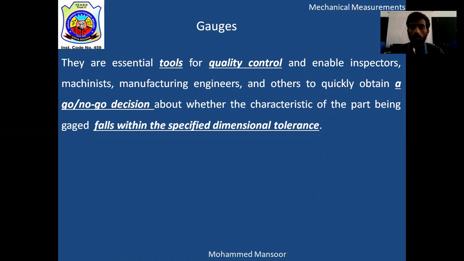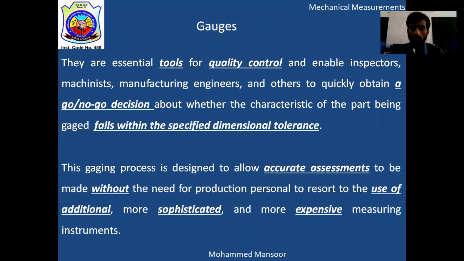Whenever an inspector inspects a mechanical component, whether it is a shaft or a component with a hole or any mating parts, that component has to fall within the specified dimensional tolerances. If it doesn't fall within the specified dimensional tolerances, then the object will be rejected. For that type of decision, these gauges are used.